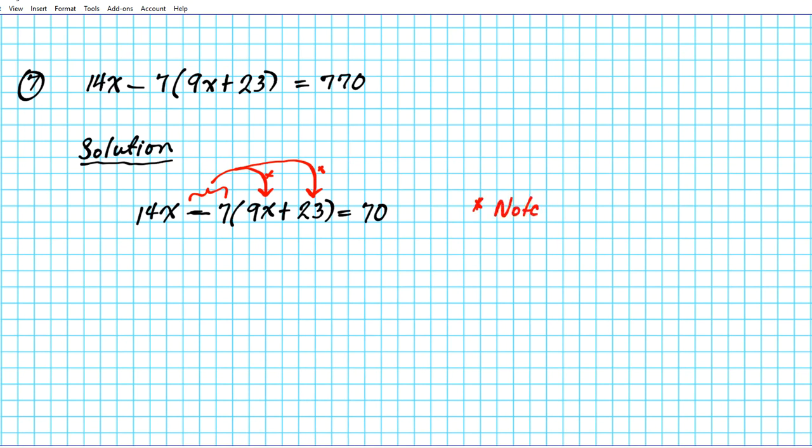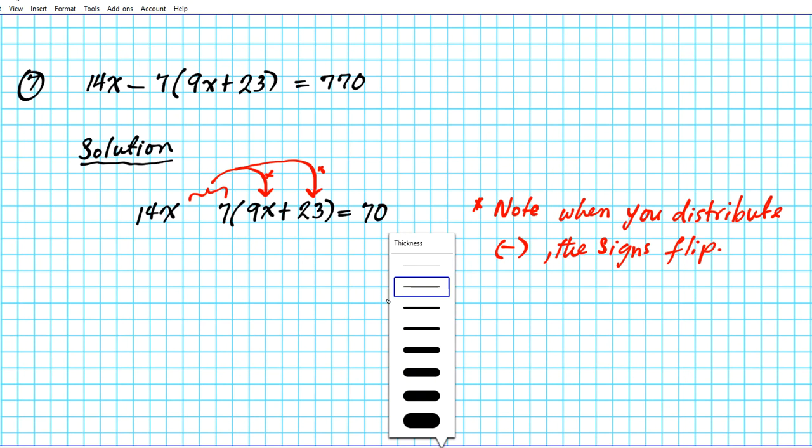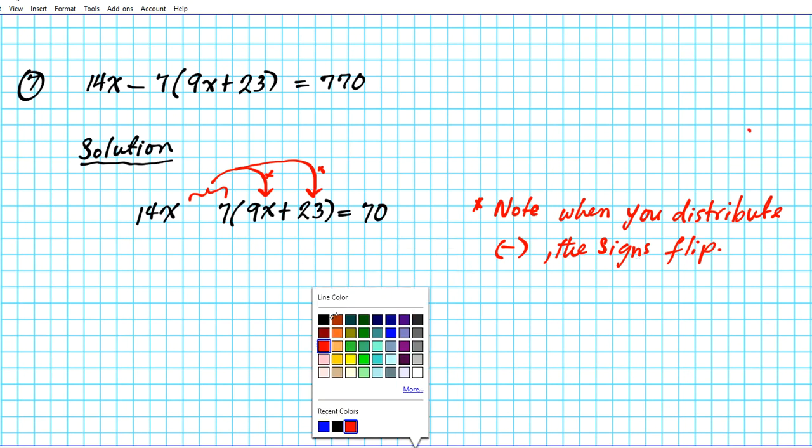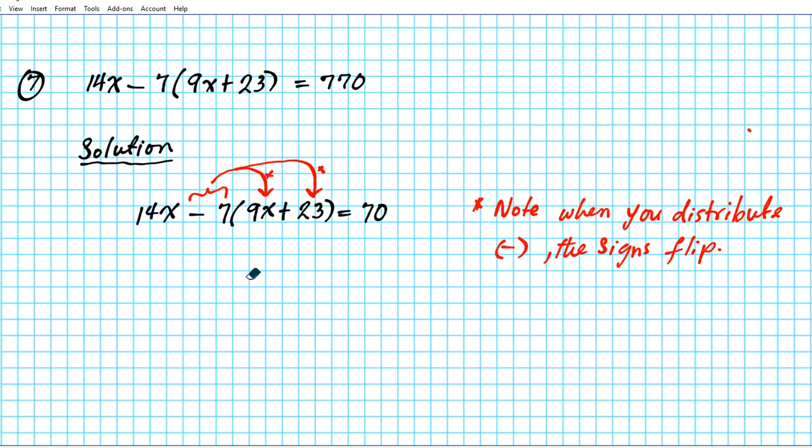Note: when you distribute a negative sign, the signs flip. Remember, minus can be thought of as opposite. So when you distribute opposite, every term you distribute that negative to becomes the opposite sign of the sign that it had before. Okay? So that's the effect of distributing a negative. So we're not just distributing the 7, we're distributing negative 7. So keep that in mind.